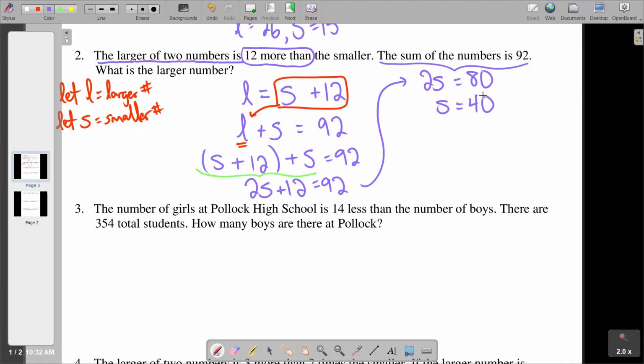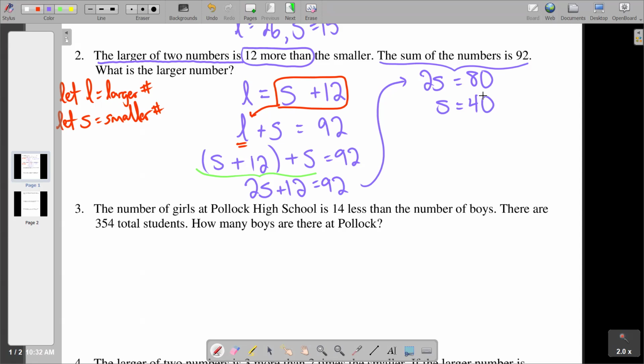So what did the question ask us to find? Again, dang it, if it had said what's the smaller number, then we could be done. We could say the smaller number is 40, period. I'm out. But it does kind of annoyingly say what's the larger number. So I don't know that yet, but I can find it pretty easy, right?